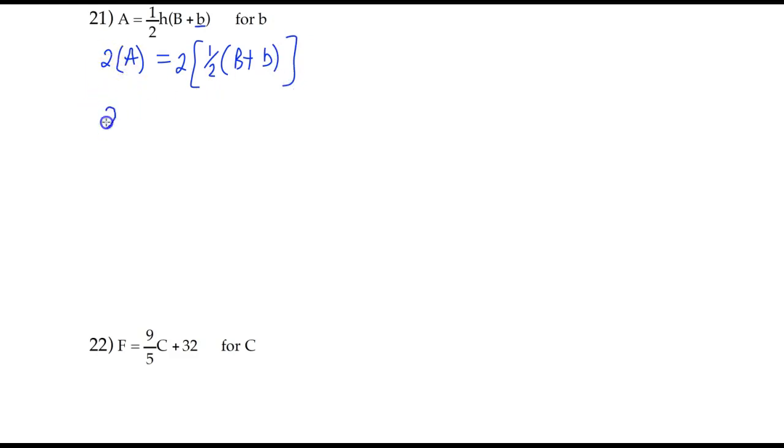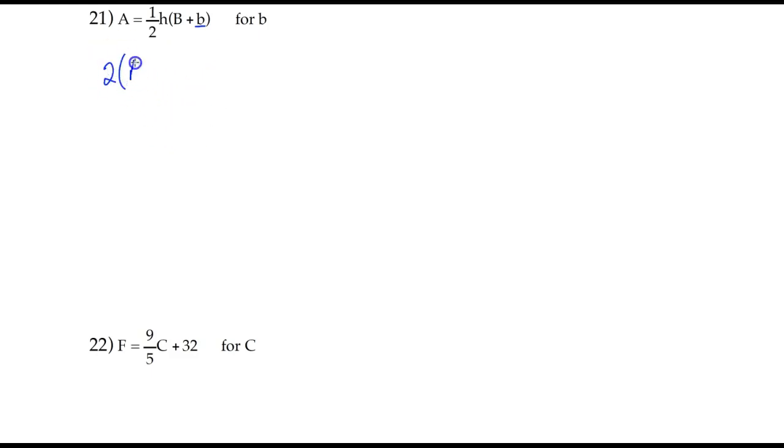So if I do that, 2 times a is just 2a, 2 times 1/2 is just 1, and 1 times big B plus little b is just big B plus little b. And I forgot the h there, yeah. So let me write this over again because I forgot the h. So let me just start over.